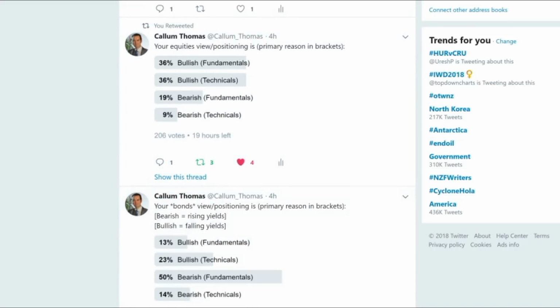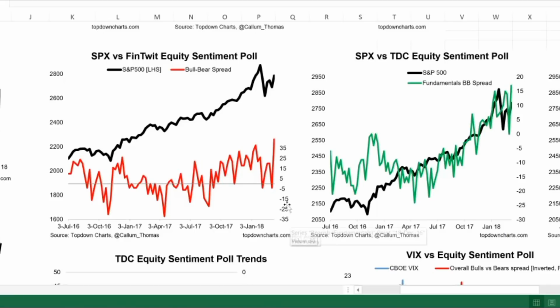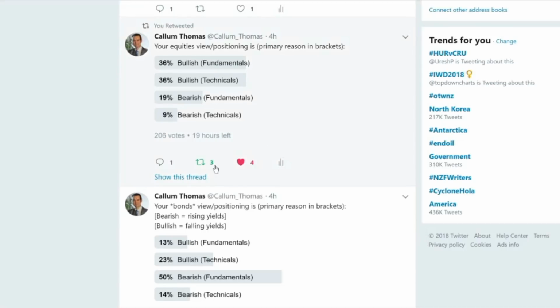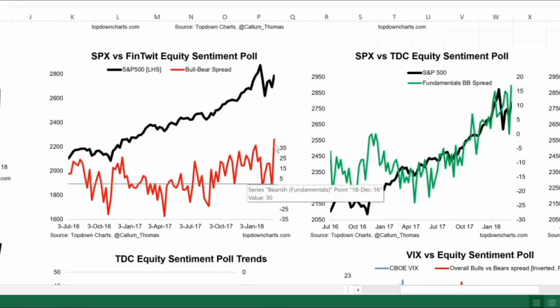And if you look at the results so far, it kind of says it all, right? Look at how the bull-bear spread is currently sitting, and of course, we're only at 200 votes, still 19 hours to go, so it could change from here. But you look at where it's sitting right now. It's at a record high for the overall bulls versus bears spread, which is remarkable.